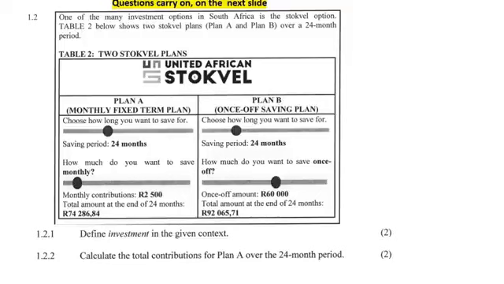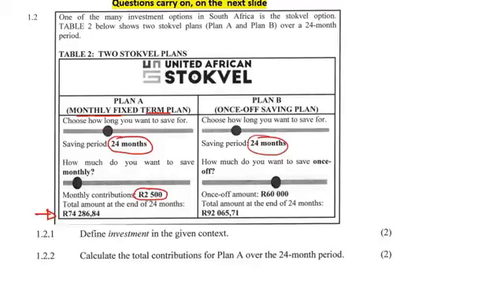Okay, so we've got these 2 investment plans, and one of them is Plan A, and one of them is Plan B. This one for Plan A is a monthly plan. You're going to save up for 24 months in both of them. In this one, you choose to save a certain amount per month. So you're going to save 2,500 Rand every month, and this is the total amount of money that you would have at the end of 24 months. Okay? Hope that you understand that one.